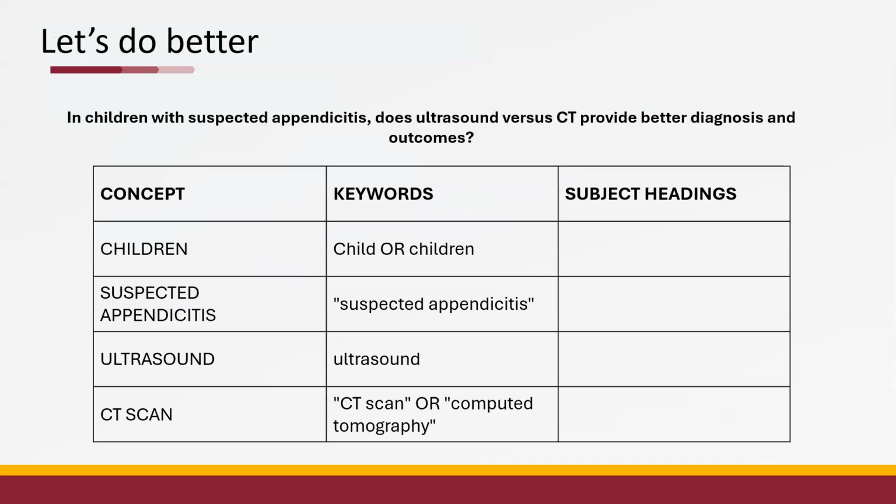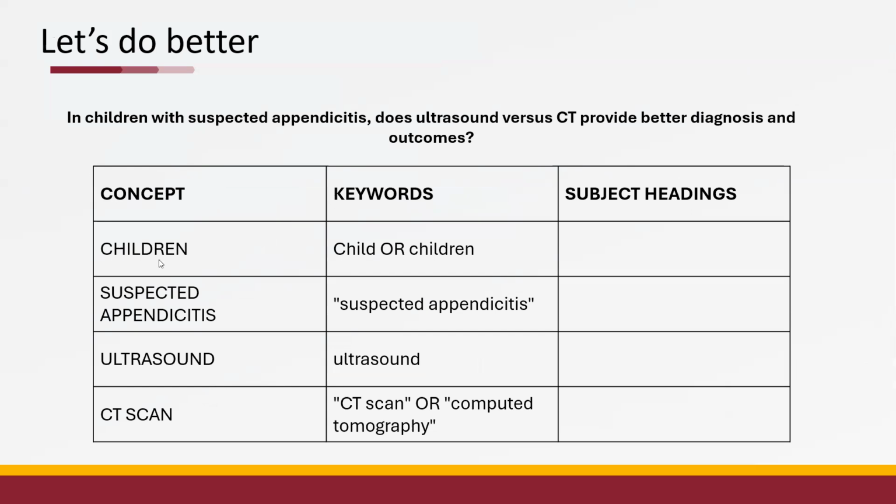Okay. So how are we going to actually break out all of these concepts and do this Venn diagram of a search? What I like to do is make a table. So I'll have my question above, and I break out my table with concepts, keywords, and subject headings. We will get to the subject headings in a minute.